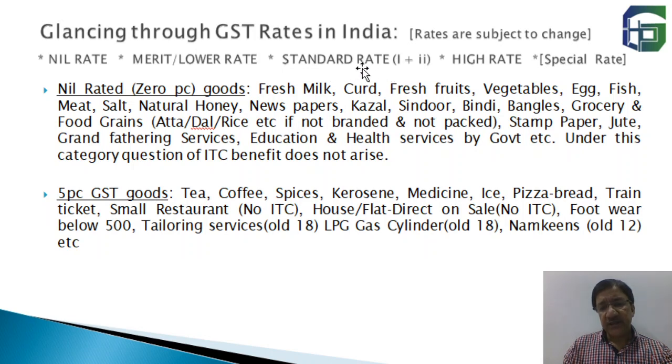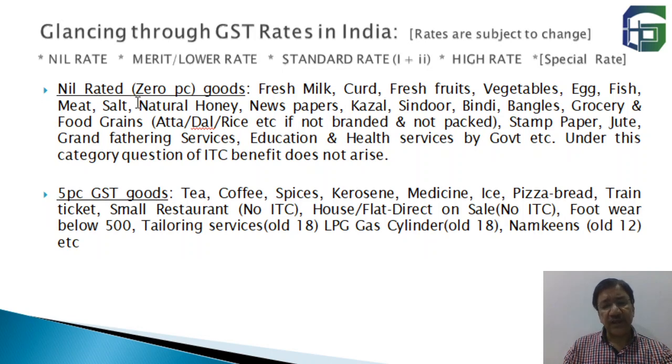First you see that the standard rate is for middle class families, and there is a high rate that is for the rich class or the rich people. So in India, a fixed flat rate is not there, but we have various rates: nil rate and lower rate, standard rate, and higher rate for the rich class. Now we will study one by one.